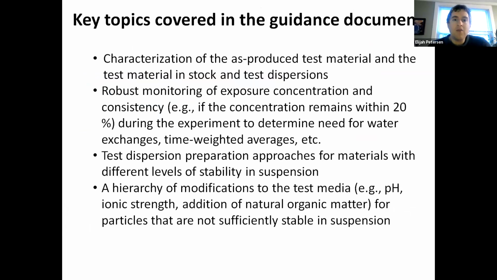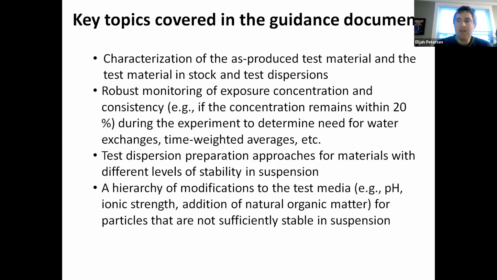These are some things that we covered in the guidance document. One of them is how to characterize the material, both as it's received and also the stock and test dispersions. One of the challenging aspects was how to monitor exposure during these experiments. There was a lot of effort put into how to make test dispersions. So what are some of the approaches that you could use to disperse the material, and considerations for those different approaches? And if you did need to modify the test media, we give a hierarchy of changes you could make, as I described here, where particles are not sufficiently stable.